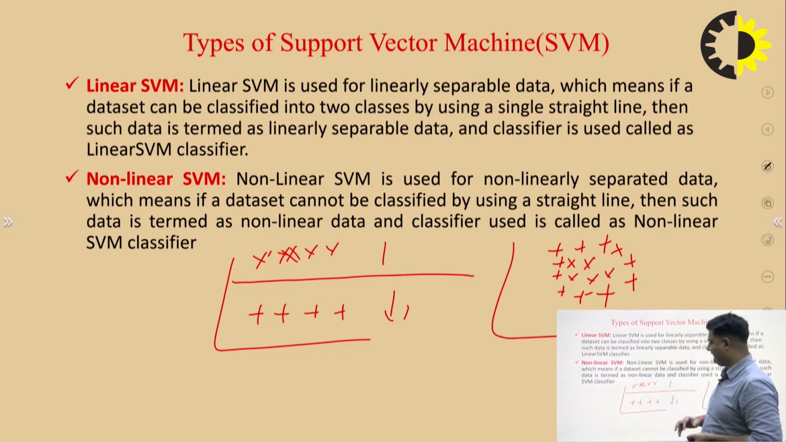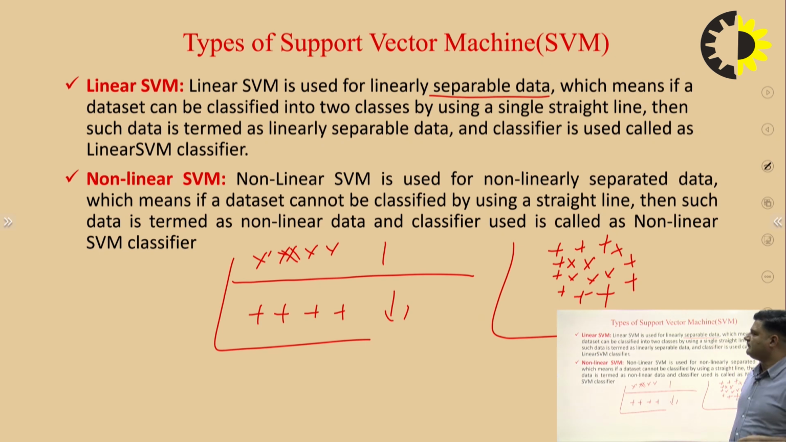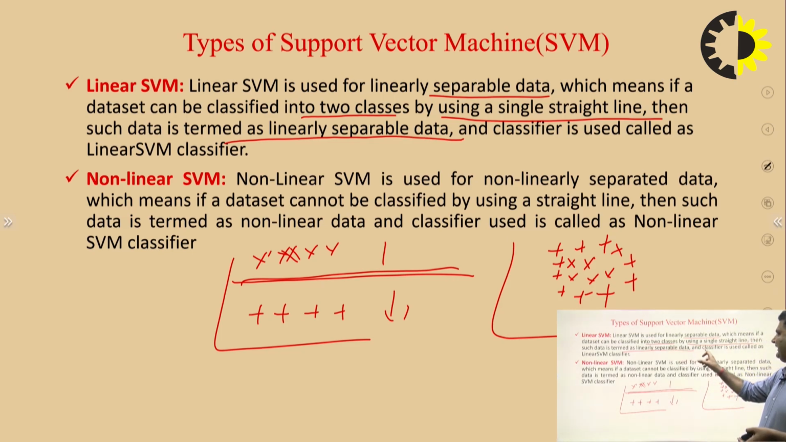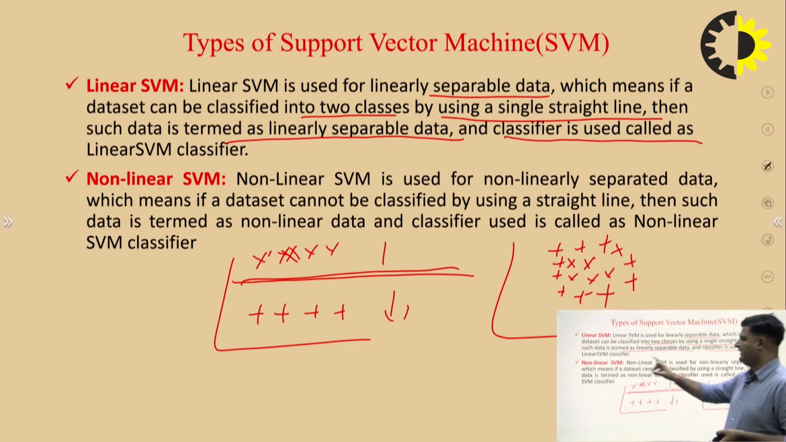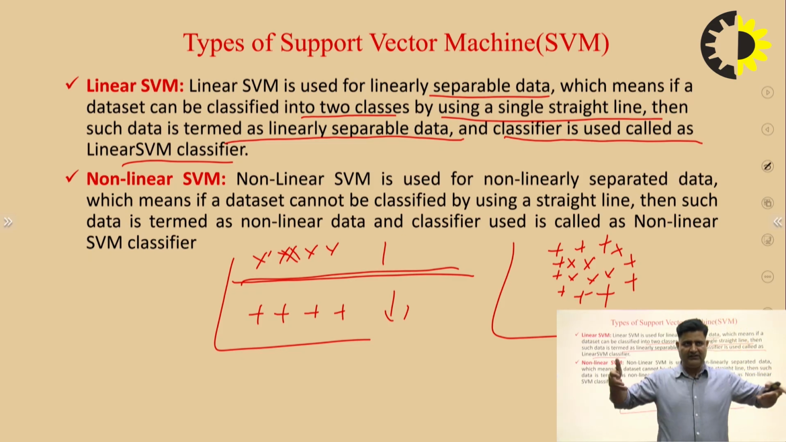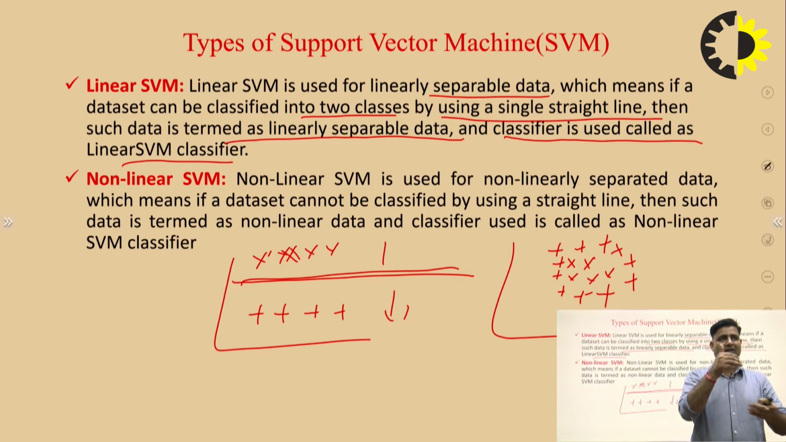As mentioned in the PPT, linear SVM is used for linearly separable data, which means the data is classified easily into two classes by using a single straight decision line. Such data is termed linearly separable data, and the classifier used is called the linear SVM classifier. With the help of the linear SVM classifier, we have classified the data points with the decision line into two parts, either class A or class B.